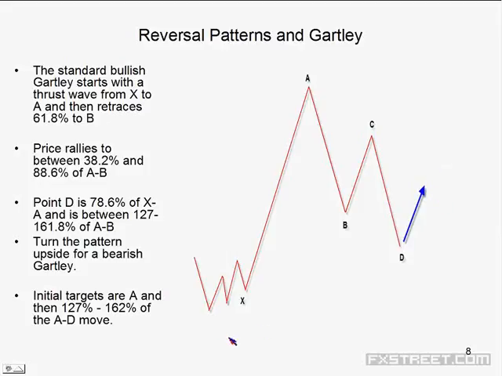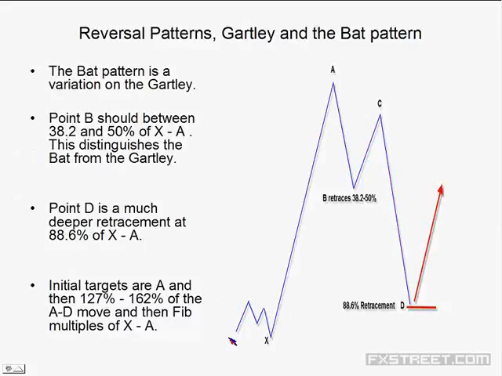Now, let's look at the variation on it, which is the bat pattern. Nothing to do with the bats that fly around in the middle of the night. But let's just have a look at it. It looks very, very much the same. The style of the pattern is exactly the same. But what we're concerned with here is point B, after the big move up to A. This retracement is not going to be so deep as the Gartley. It comes down to 38.2% ideally, but no more than 50% of that X to A move.